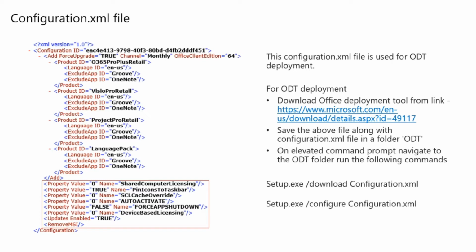So that Hive will have a shared computer licensing set to 1, and the cache override is another value that tells the storage space for the licensing token files. And yeah, others you see as pins, icons, or taskbar, which you have seen before.